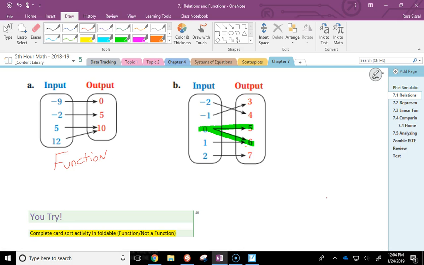Because my input went to two different outputs, we say it is not a function. So if your input goes to more than one output, it's not a function. But on the first one, A, they all went to just one output, it's a function.